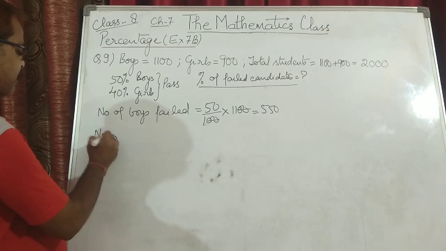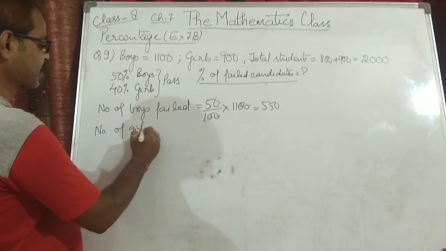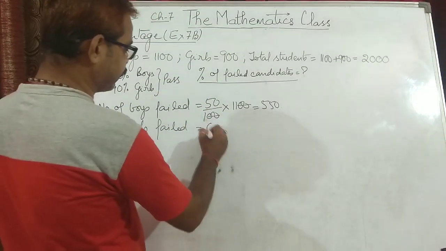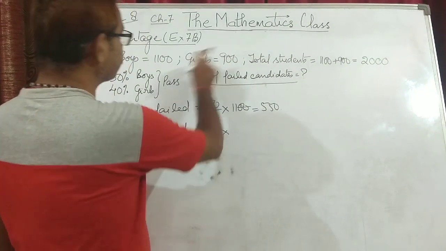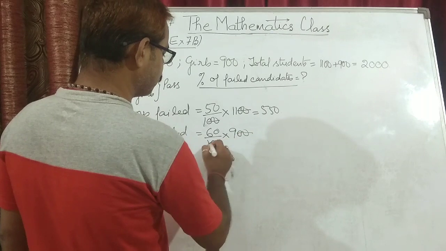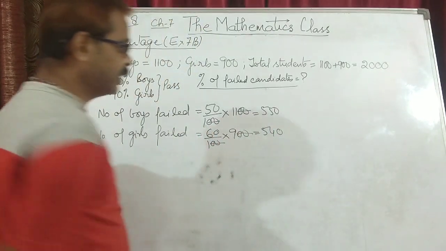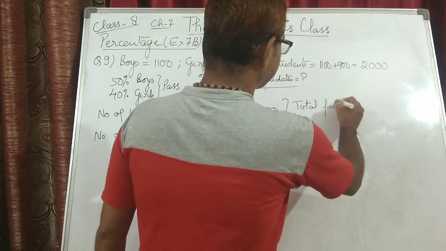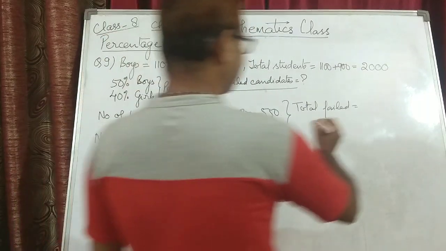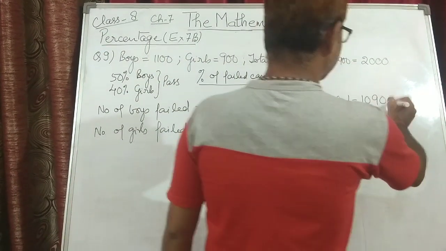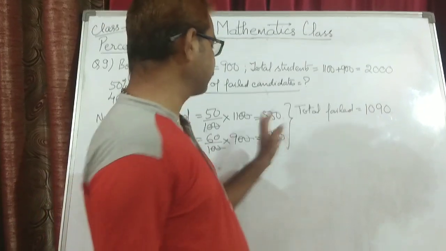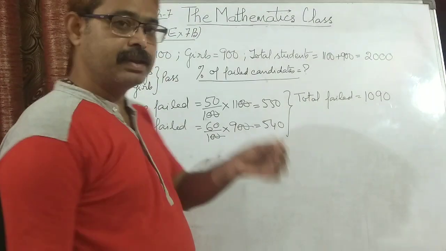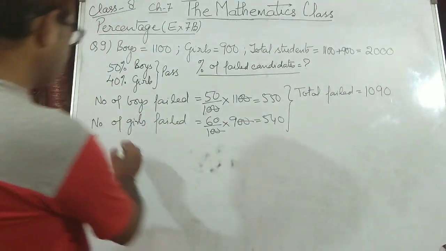Now similarly, the number of girls who failed: 40% passed, it means 60% failed. So 60% of how much? Of total girls, 900. So 540 failed. So total failed students is equal to 550 plus 540, that is 1090. You add 50 and 40 is 90, and 500 and 500 is 1000. So 1090 students failed.